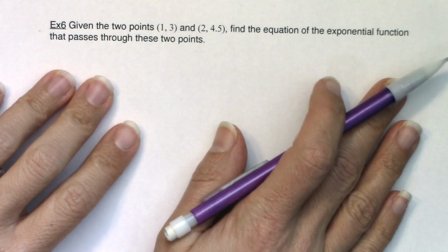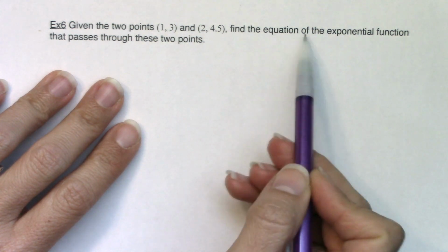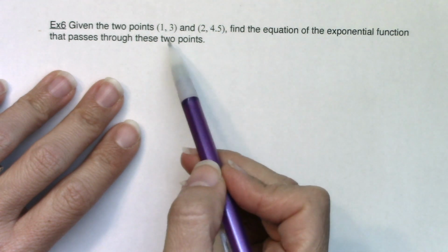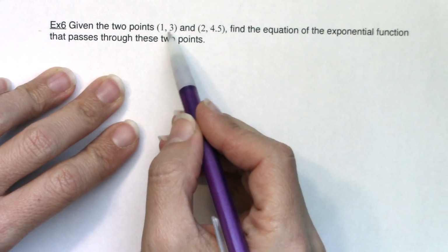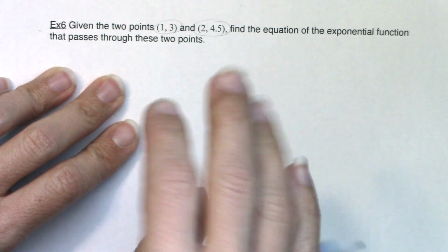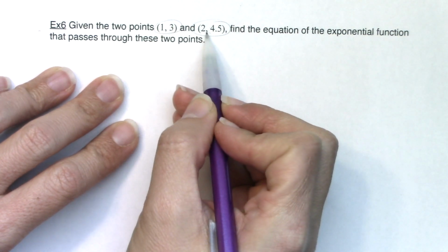Folks, let's take a look at example 6. So in example 6, we're given 2 points and we're asked to find the equation of an exponential function. So this is like example 5 in that we're given 2 ordered pairs. It is unlike example 5 in that neither of these are the y-intercept.